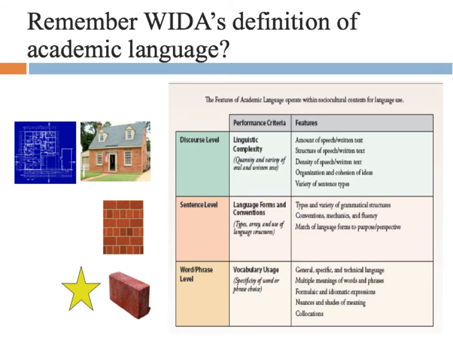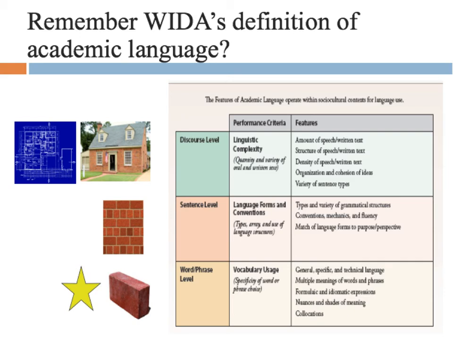So remember, for a moment, we're going to refer to this often, WIDA's definition of academic language. They talk about how academic language exists at the word or phrase level, the sentence level, and the discourse level. And in our last couple classes, we've really focused on that word and phrase level, which is all about vocabulary, academic vocabulary, tier 1, tier 2, tier 3 words, idioms, expressions, nuances and shades of meaning, all of that. And that is certainly an important factor in reading comprehension and reading skill.